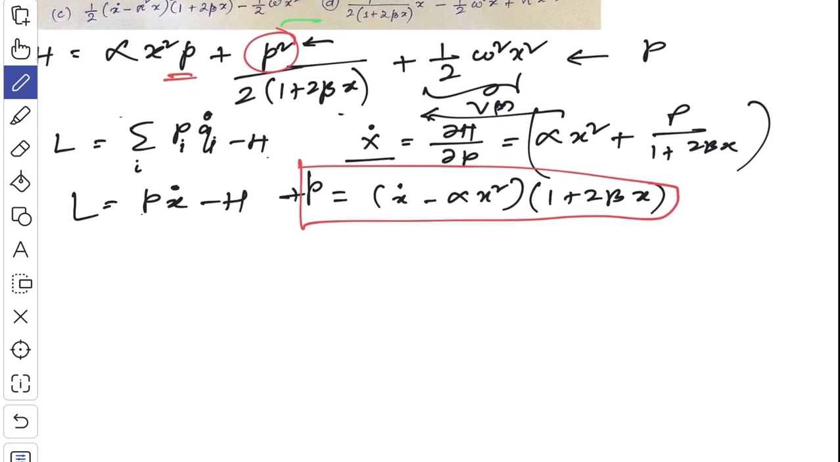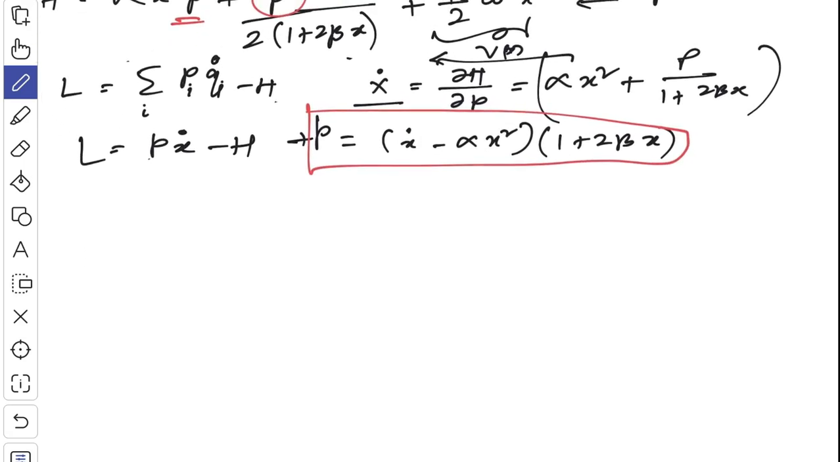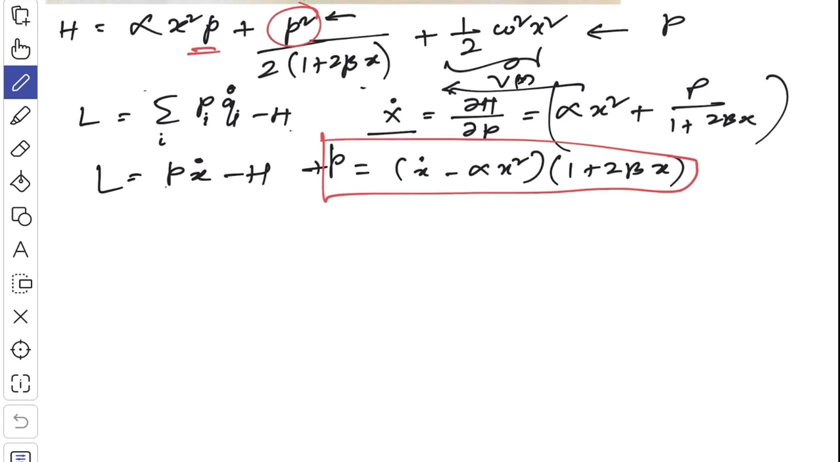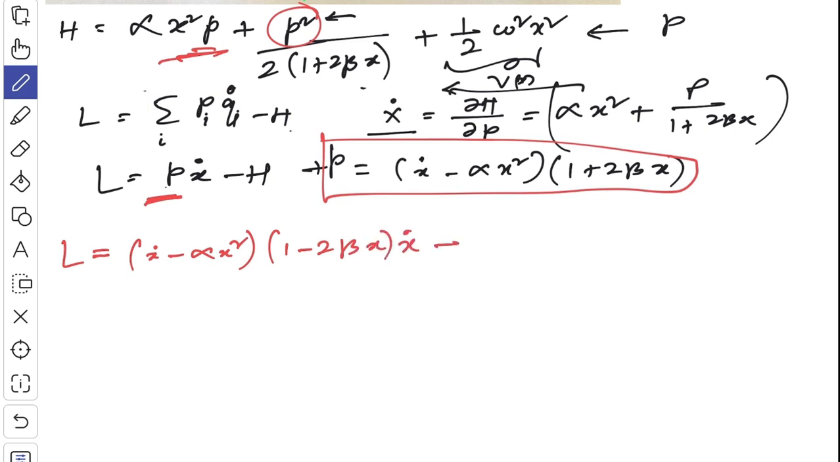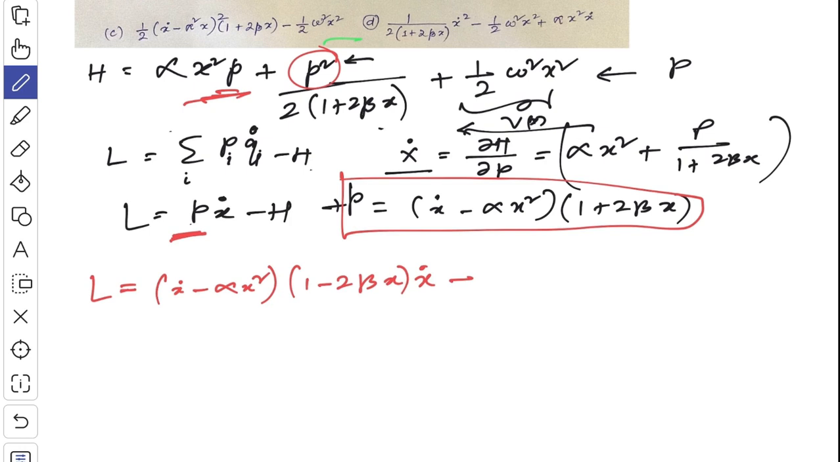Let me scroll down the page. If you put the value of p here in this relation, you will have L is equal to x dot minus alpha x square, into 1 minus twice beta x, into x dot, minus H. And now let us put the value of H. This is the Hamiltonian H, isn't it?